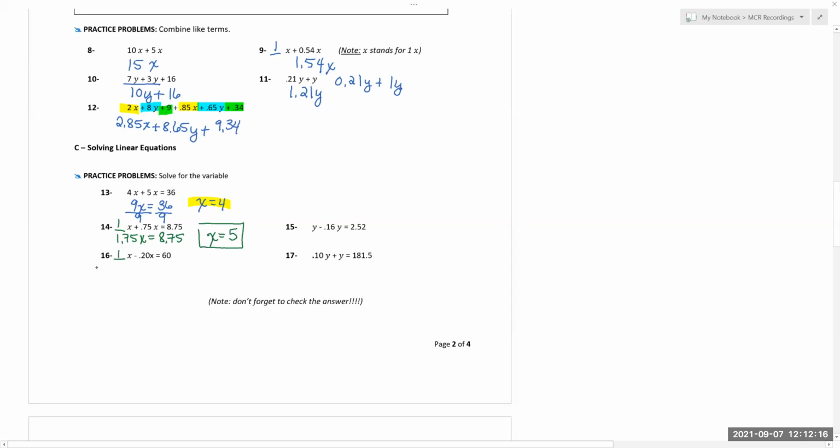Moving down here, you have a 1. So it's 1x minus 0.20x equals 60. So that's 1.0 minus the 0.2, x equals 60. I wrote that like that just to show that this piece would become the 0.8x, and then you would divide. And when you do that, x is 75. And again, always plug it back in. You can plug it back in and get 75 minus 20% of 75, which is 15, is indeed 60. And you can use a calculator at any point as well.